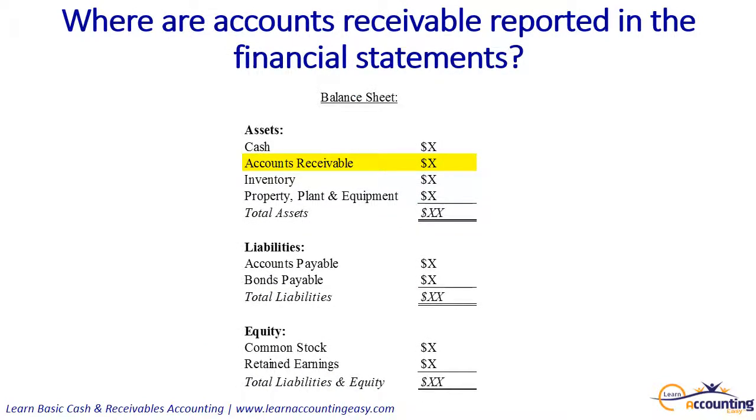Here we see that accounts receivable actually show up in the balance sheet in the assets section. And the reason that they're an asset is because the definition of an asset is essentially probable future benefits to the company. And since accounts receivable represent the legal right of the company to receive cash in the future, well, that's certainly a future benefit for the company.